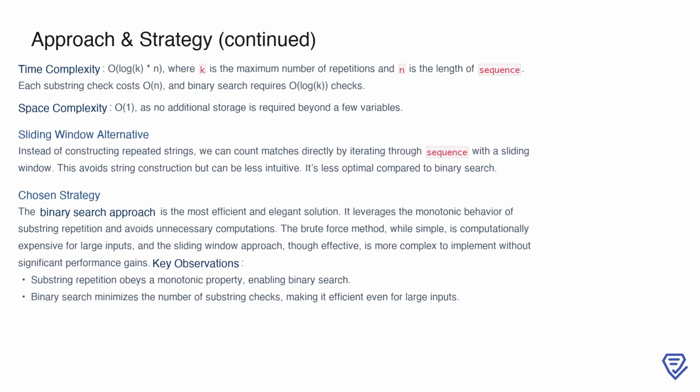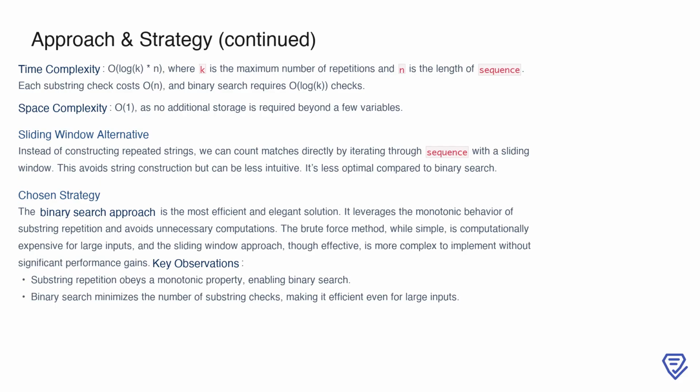Its time complexity is O(log k * n), where k is the maximum number of repetitions and n is the length of the sequence. This is because each substring check, which costs O(n), is performed only O(log k) times, thanks to the binary search process. In terms of space complexity, the method is highly efficient, requiring only O(1) additional space, as no extra data structures or repeated string constructions are needed.